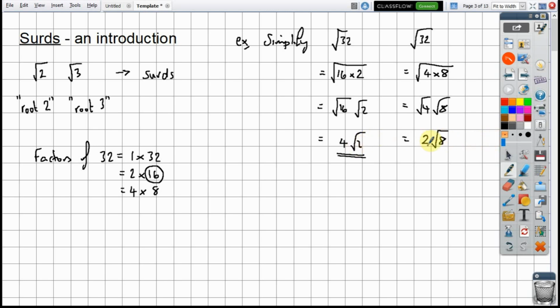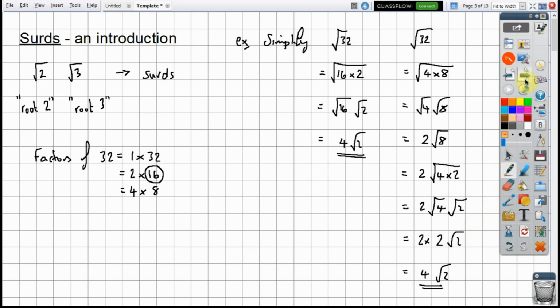This and this are equivalent, but this isn't in its simplest form, because that root 8 can also be broken up. And so we get to 2 root 4 root 2. 2 times 2 root 2. 4 root 2. Same answer as before. But it's obviously taken a lot longer. Notice it's really quite important that you set these out vertical on the page so that you can keep track of all the different elements of what you're working with.